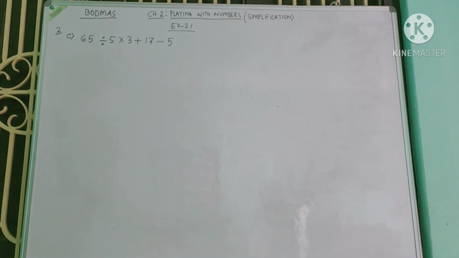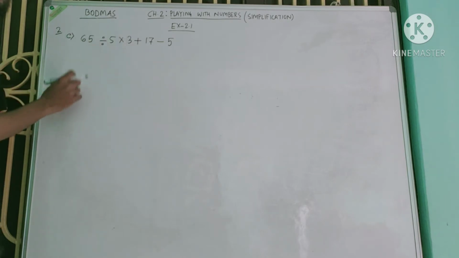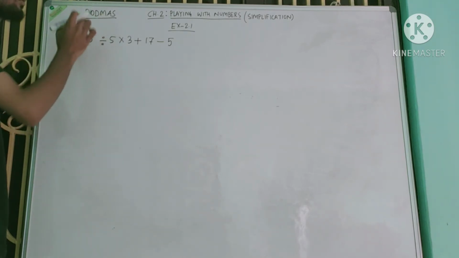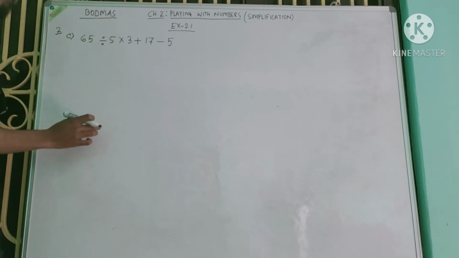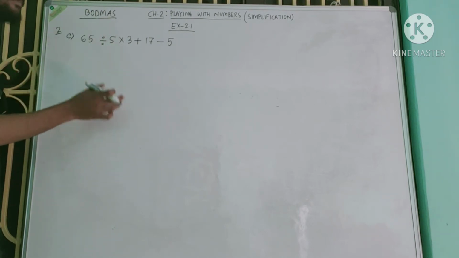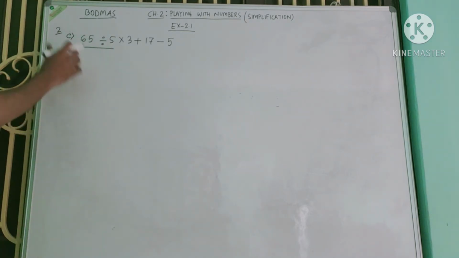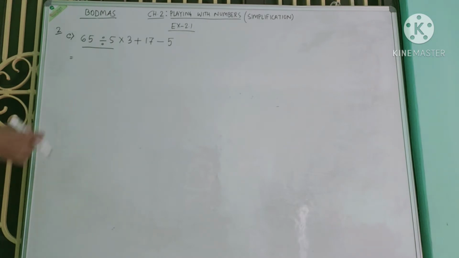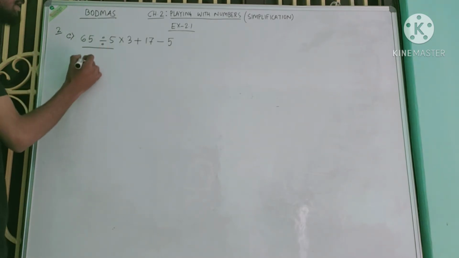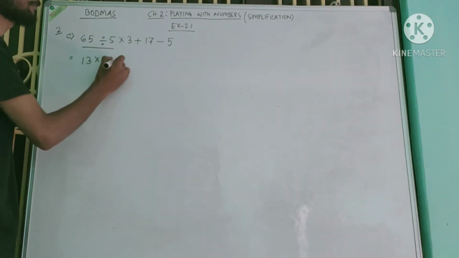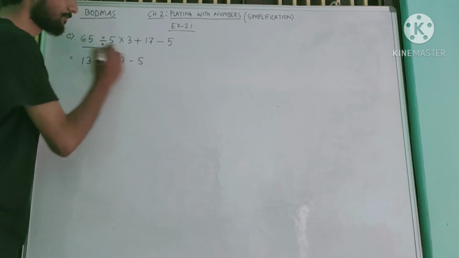Now we will see question number C. Since there is no bracket, we will move to the next portion, which is O. There are no of, which means we have to move to the next portion, which is division. So here we can see there is one division. So we have to first divide it. So 65 divided by 5, which will be 13. Then all the portion remains the same, into 3 plus 17 minus 5.